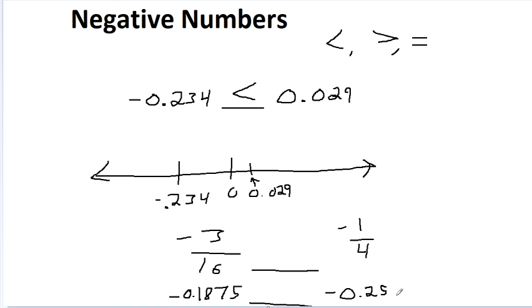Now careful with this one. If you were to plot those on a number line, if you were going to be really specific, negative 0.25 would be maybe here. And then negative 0.1875, that might be here. So that means this one's actually bigger. We got to put the greater than symbol here because it's further to the right.